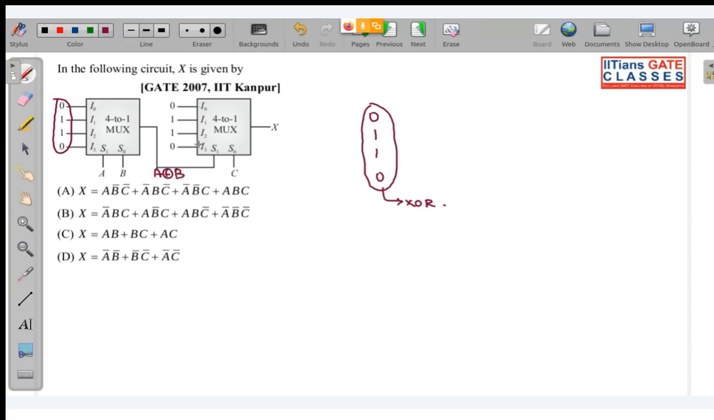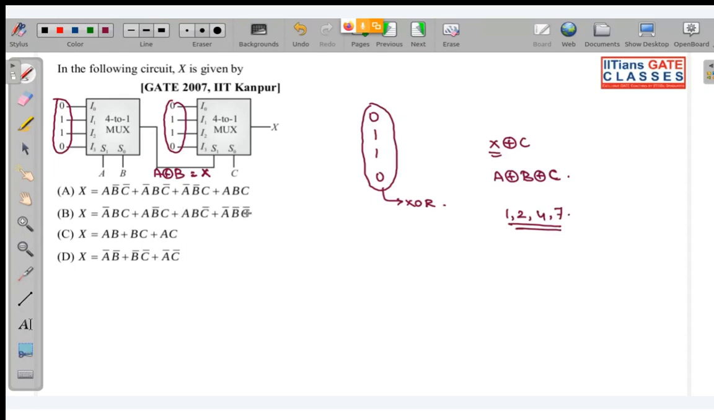Now again look, this input is A XOR B, or you can simply assume it to be X. Once again look, again this is 0110. So that means this is X XOR with C, and X is already A XOR B. So A XOR B XOR C corresponds to minterm 1, 2, 4, 7. So 1 will be written as A bar, B bar, C. In which option do you see A bar, B bar, C?